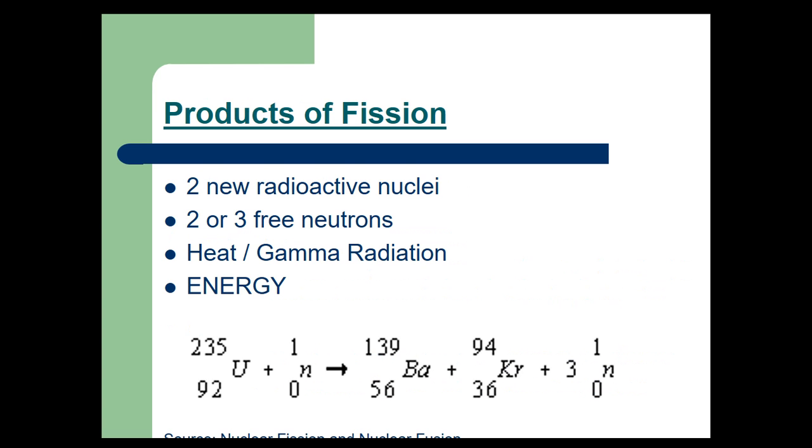So when we have fission, we do get two new radioactive nuclei. We also typically have 2 or 3 free neutrons. We also produce a lot of heat and some gamma radiation and a ton of energy. And this is just a typical fission reaction. Here we have uranium-235 splitting up into barium and krypton, but there are other pathways for fission for uranium.